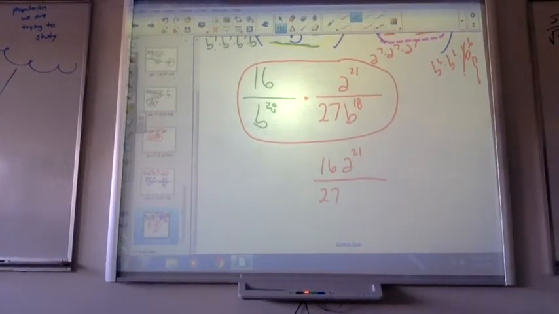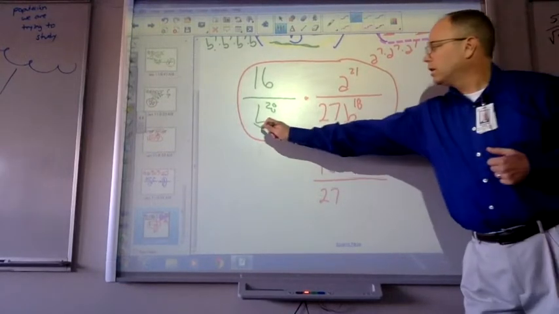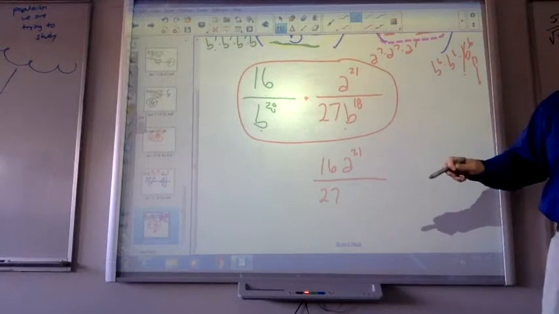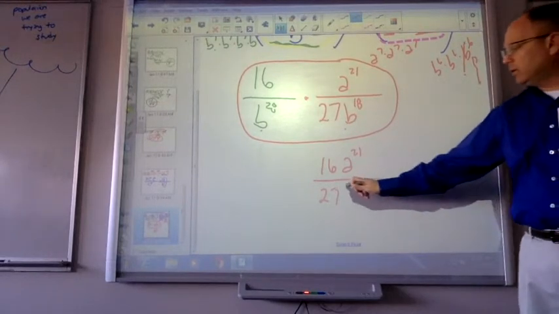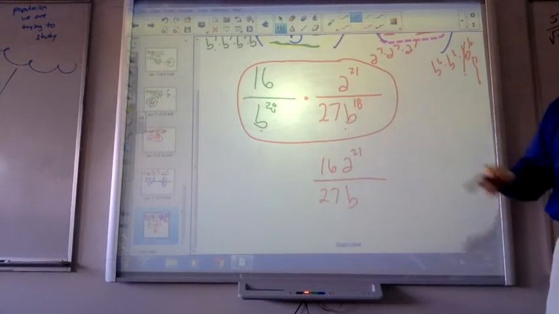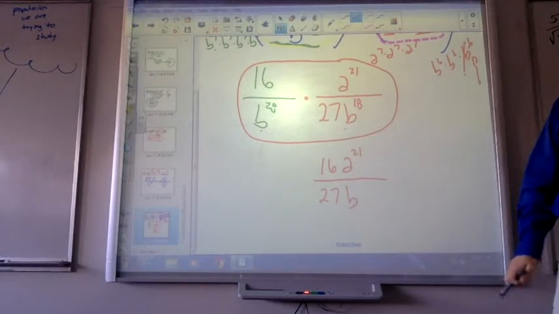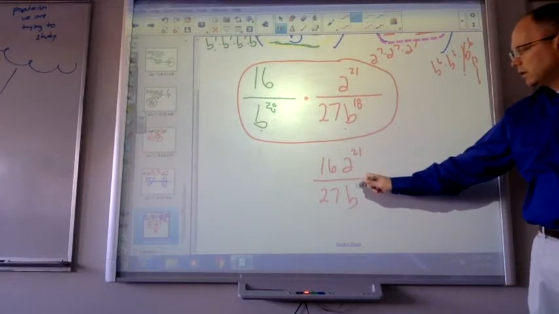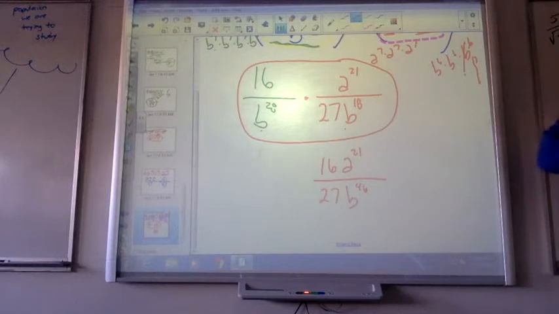Do I have any b's on top that will tug of war with any b's on bottom? No. I have 2 separate b's on bottom though. Agree? So those are like bases that I'm multiplying, so I add the exponents. So I'm going to add 18 and 28 together. That's going to give me 46. Did I do that math right? 18 plus 28, is that 46? And this is my answer.